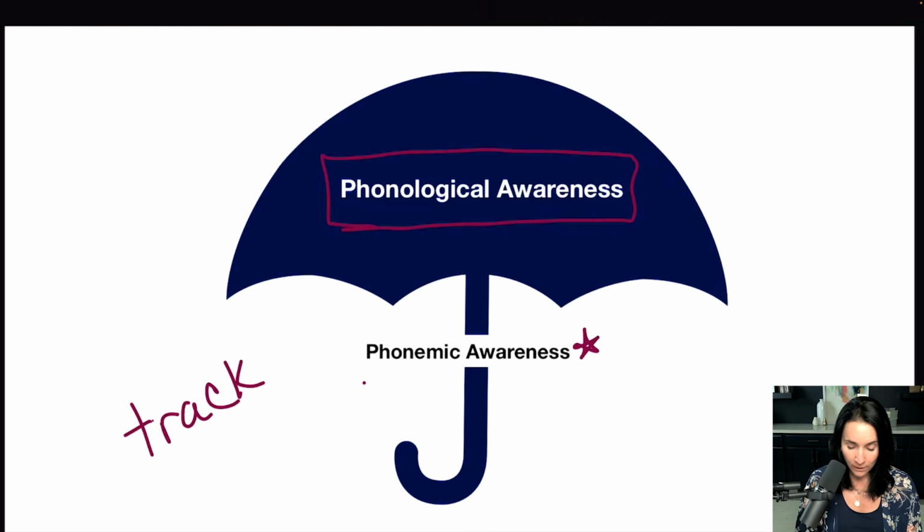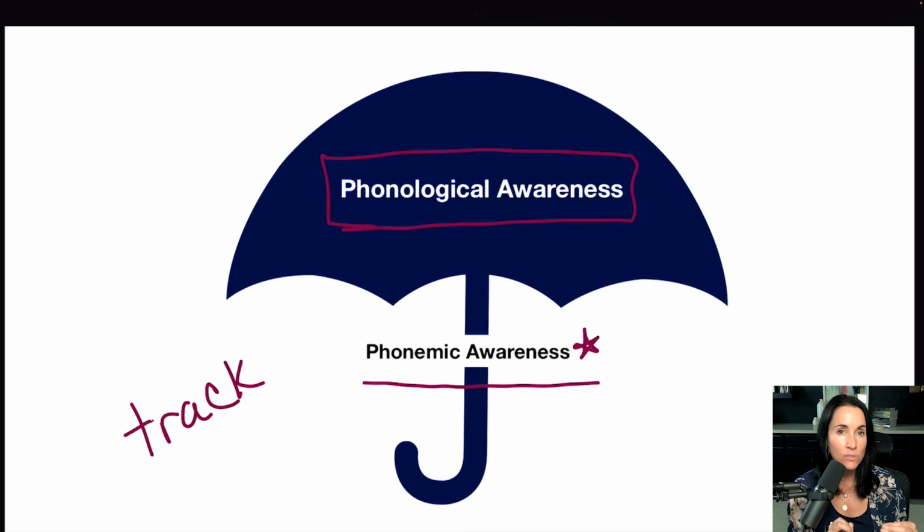So with phonemic awareness, we are thinking of just the individual sounds. We might delete those sounds. We might swap out the sounds. Now, we might use phonemic awareness to make nonsense words. So for example, if I said, say the word track, and you said track, and I said, replace the t sound with a p sound, you would say prack.